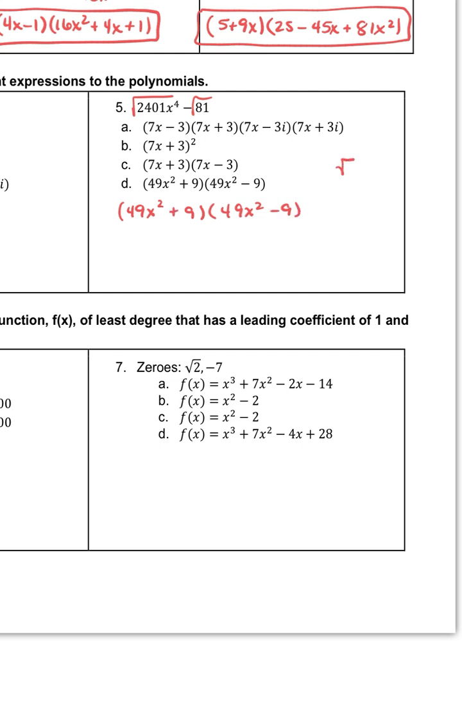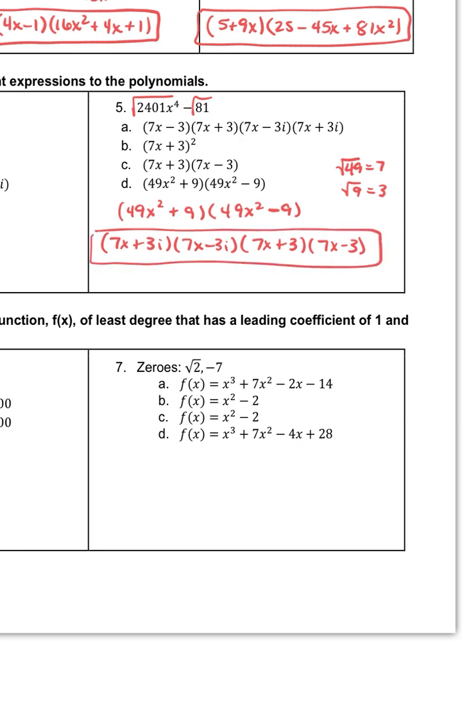And then the square root of 49 is 7, and the square root of 9 is 3. So this first set is going to give me 7x plus 3i, 7x minus 3i. And then my next set, since it's already a minus here, is going to be 7x plus 3 and 7x minus 3. And that is my answer.